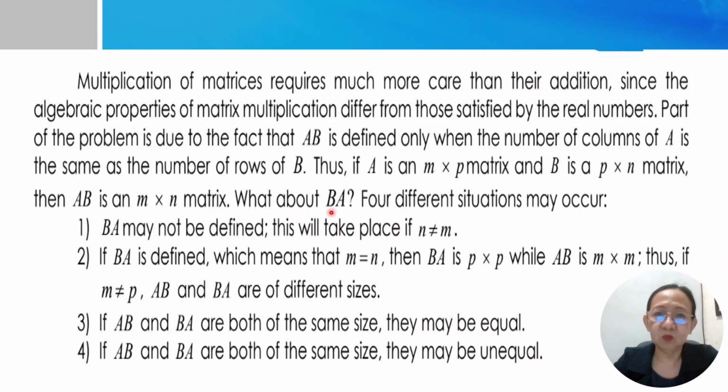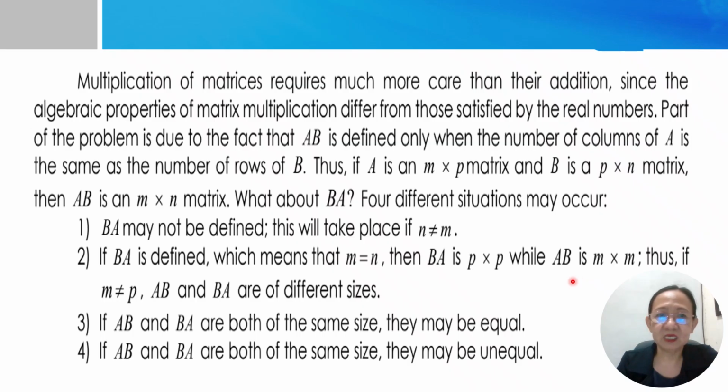So what about BA? Four different situations may occur. 1. BA may not be defined. This will take place if N is not equal to M. Okay? Then second one, if BA is defined, which means M is equal to N, then BA is a P by P matrix. So that means we have a square matrix, while AB is an M by M matrix.